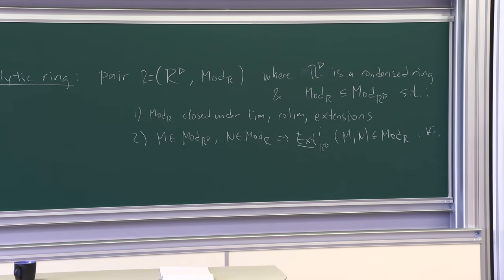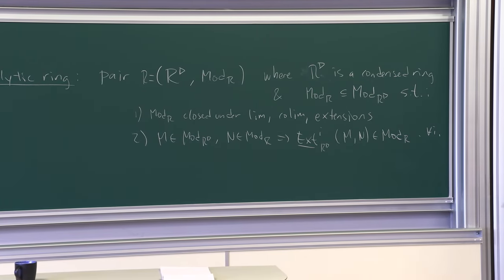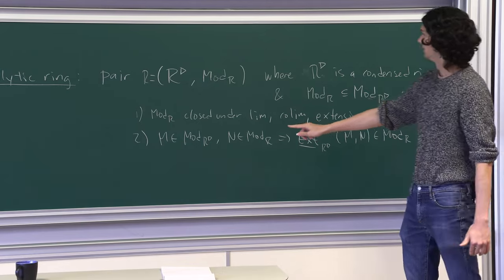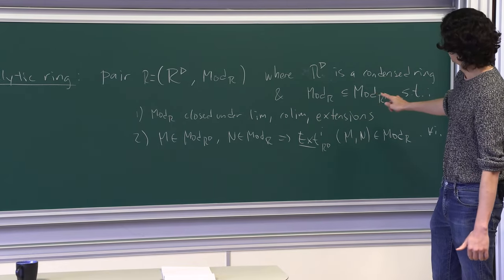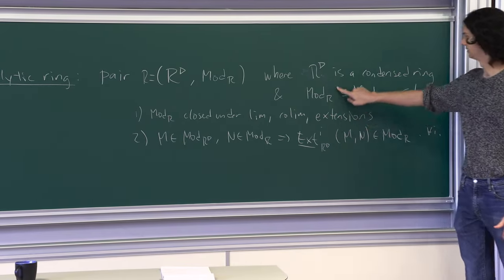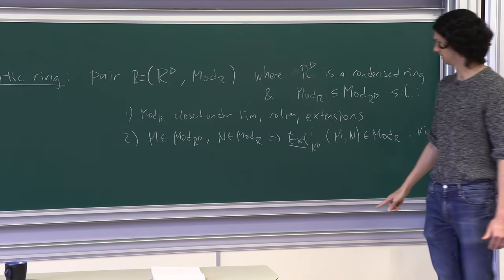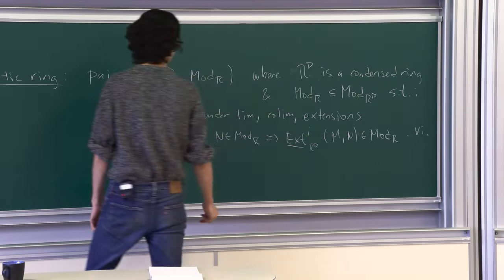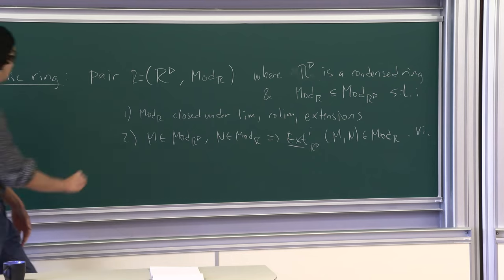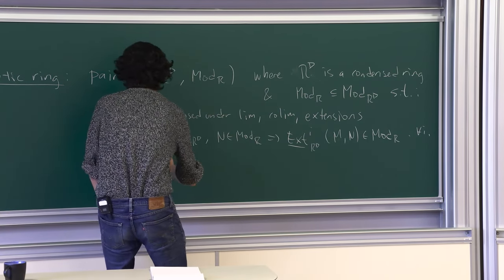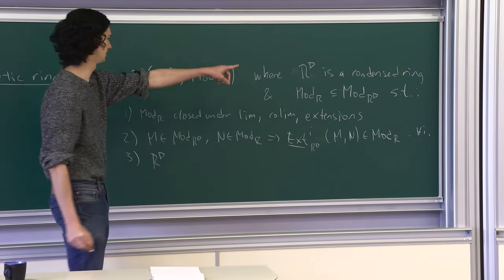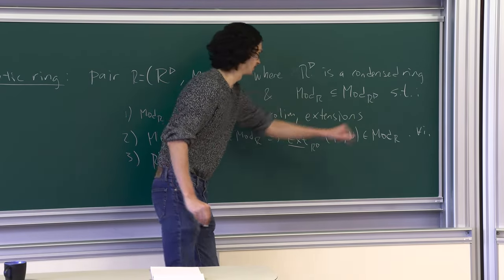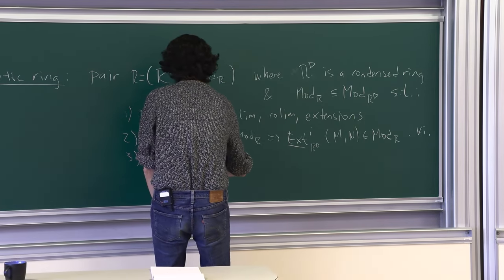This condition was necessary to get a good tensor product on this category and on the derived analog as well. I'll make a couple more remarks about that in a second. And then the third condition is that R triangle itself, the unit in this category Mod R triangle, should lie in Mod R.